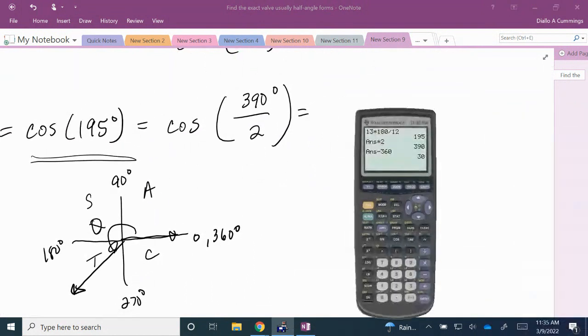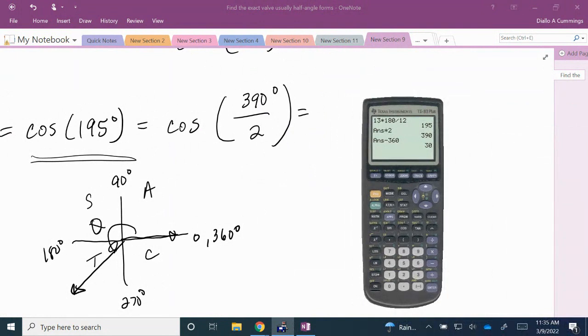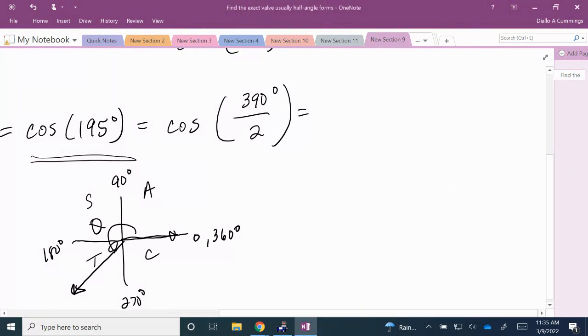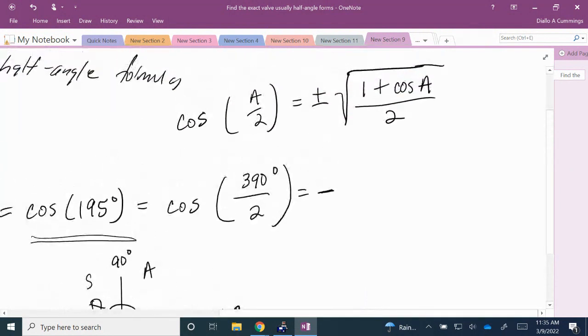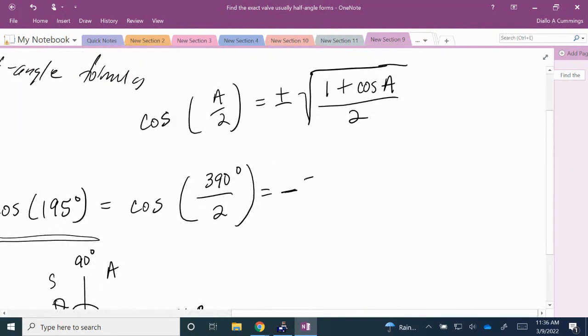So the first thing I'm going to do is establish my sign. So the cosine of 195 degrees, it should be negative. Right? So the first thing you want to do is establish your sign based upon the angle that you're actually trying to find. Right? So we've established the sign. So that should equal a negative times the square root of 1 plus the cosine of A, right? So keep in mind that A in this case is 390.